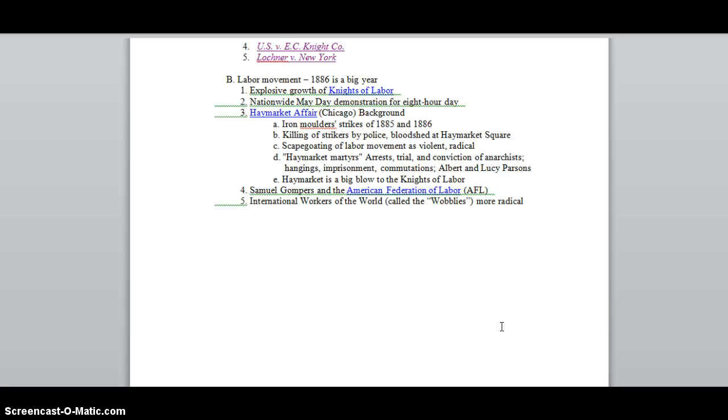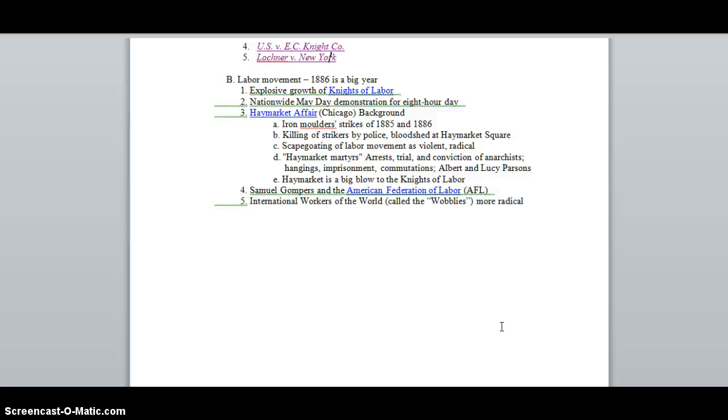Two of the most famous victims were Albert and Lucy Parsons. And so this is a big blow to the Knights of Labor movement because they come out of this looking like extremists. And so people began to view labor unions as being extreme also. Another labor union not seen as extreme was Samuel Gompers and the American Federation of Labor. This labor union still exists today.